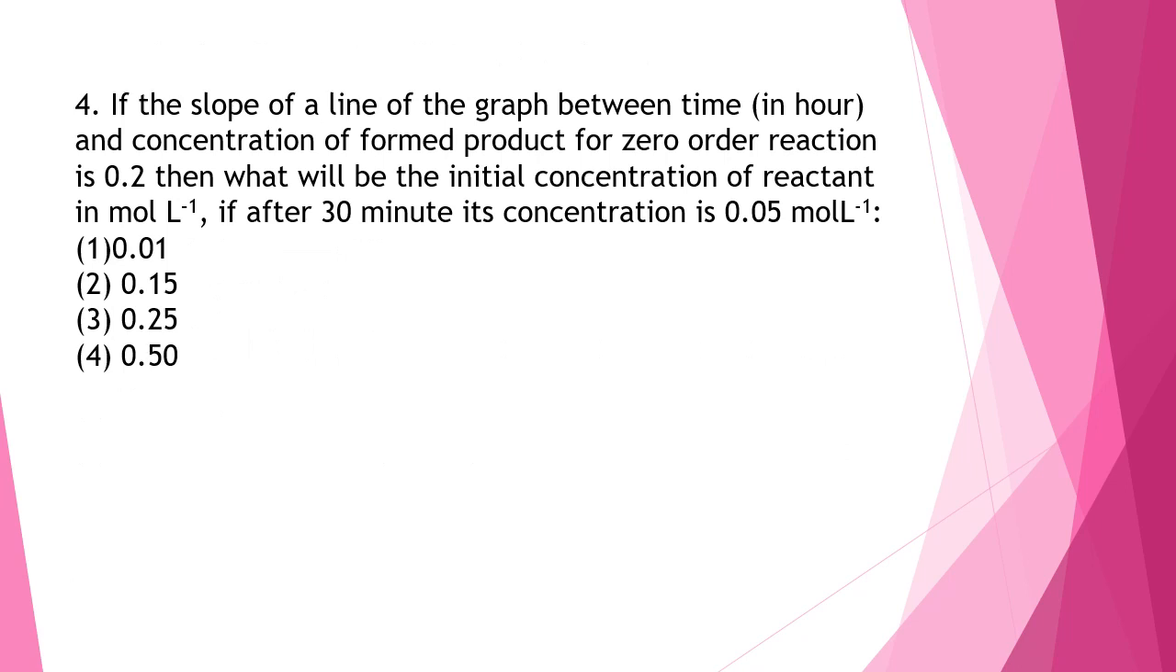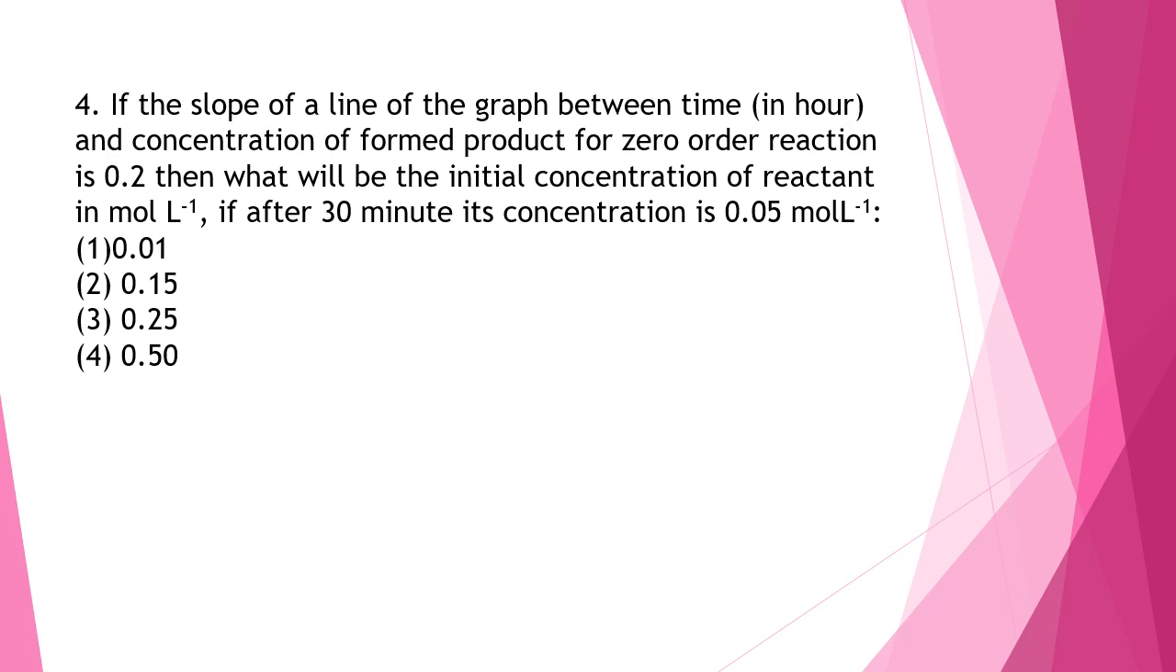Question 4. If the slope of a line of the graph between time given in hours and concentration of formed product for zero order reaction is 0.2, then what will be the initial concentration of the reactant in mole liter inverse if after 30 minutes its concentration is 0.05 mole liter inverse?